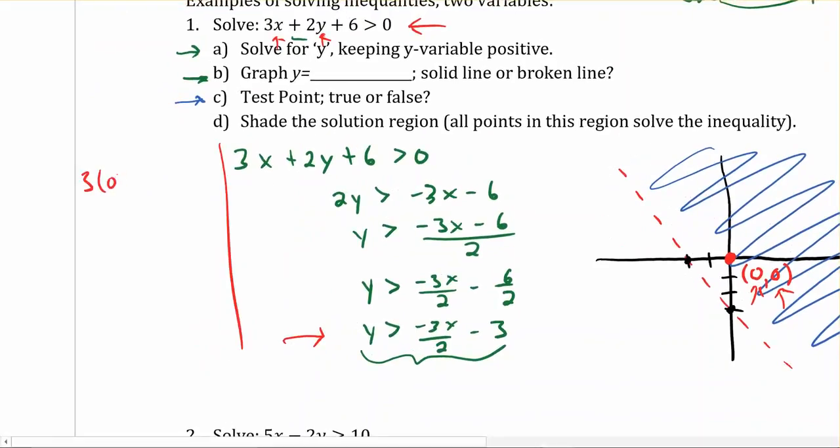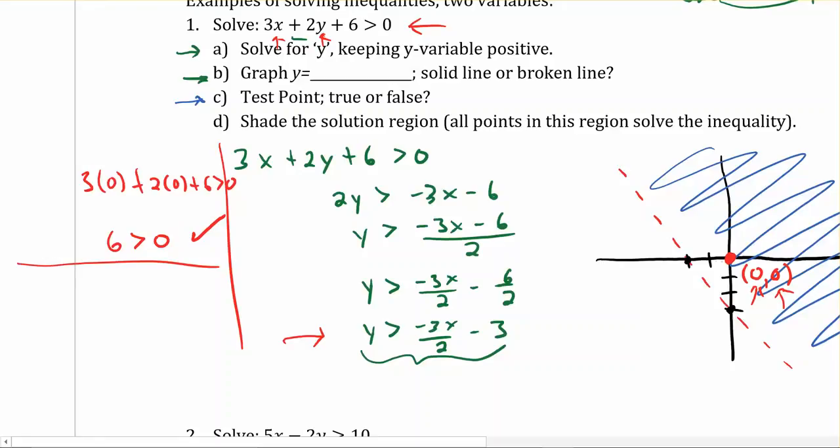3 times 0 plus 2 times 0 plus 6 is greater than 0 so far. So what we're really saying is that 6 is greater than 0. That checks out. 6 is greater than 0. So that test point worked. I'll just show you a situation where it wouldn't work. Let's grab any other test point.